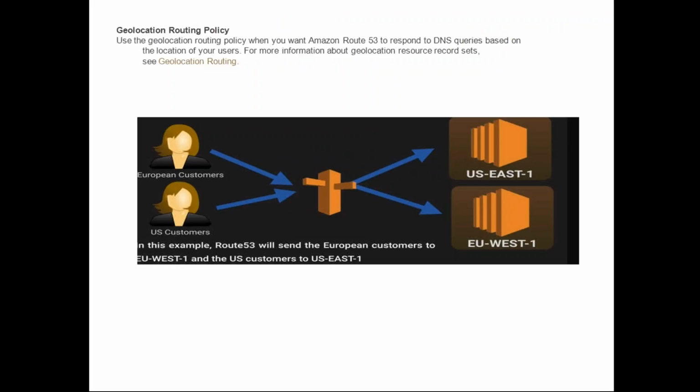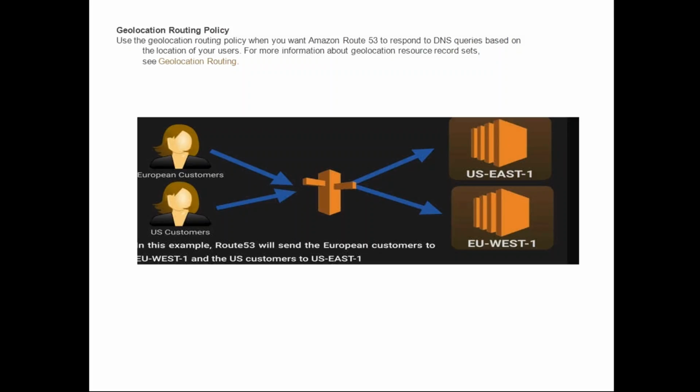Next is geolocation routing policy. Geolocation, basically I talked about that. If you do yahoo.com, it will automatically go to yahoo.in. So in this diagram I am mentioning, we have one European customer and you have US customers also. And you have two data centers, US East 1 and EU West 1. Everybody is connecting to example.com. They are not sure where the server resides.